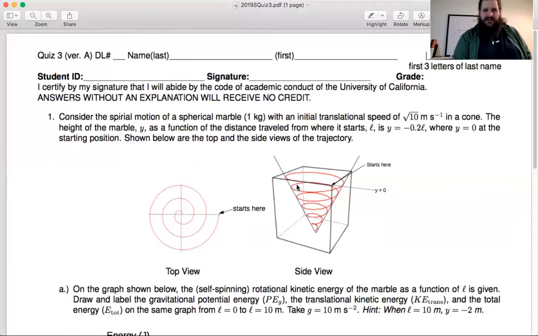So we're not really caring much about height, except in the case that we know that height is negative 0.2 L. So for every 1 meter you travel along the path, you move down 0.2 meters. Presumably that just represents the slope of this curved path. So we can use that.